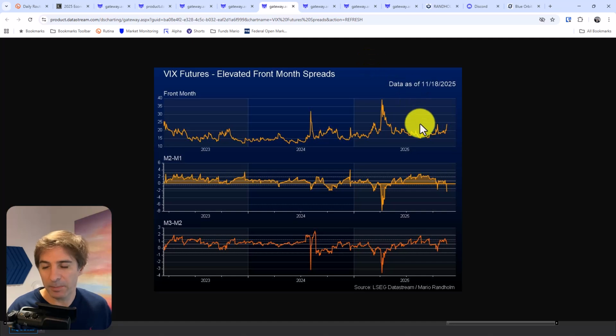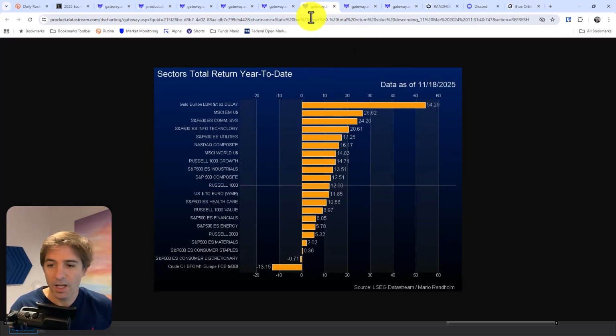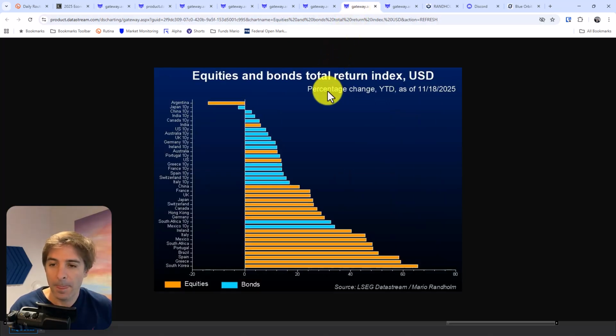VIX now had a spike. We remember at 20, we felt very comfortable. Now at 20, near the 25, it's a different story. Gold is not trading higher. It's around 55, right? Crude is around 13. S&P 500 is retracing. Now we are around 12.5 in the year. So the year is still a very strong year.